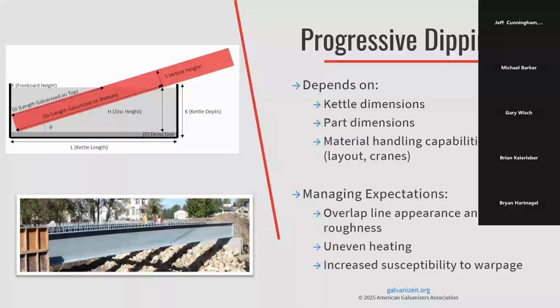But also you just have to manage the expectations. The overlap line, you'll see these overlap lines in that bottom picture of where it essentially got double dipped, but those will eventually fade out over time. I've even seen them fade out over 6 months. It's just the uneven heating, and then it is susceptible more to warpage and distortion. But that's once again why you have a talk with your galvanizer. And then they have certain mitigations that they can help with as well.